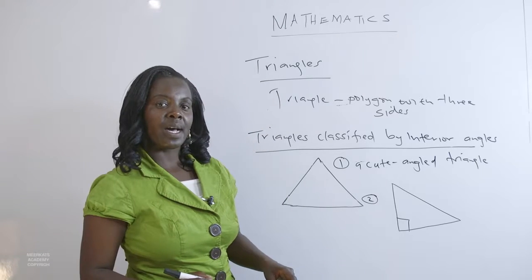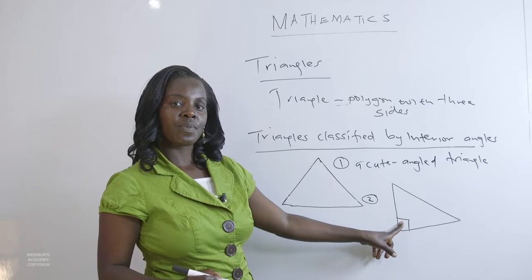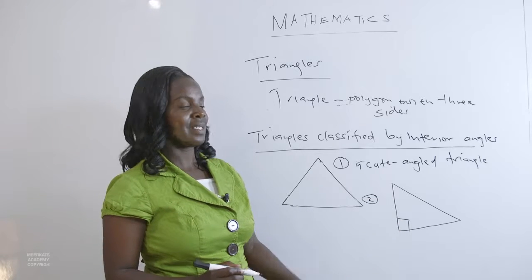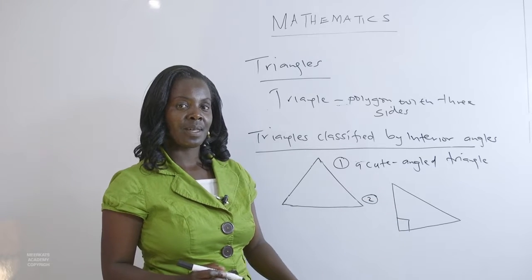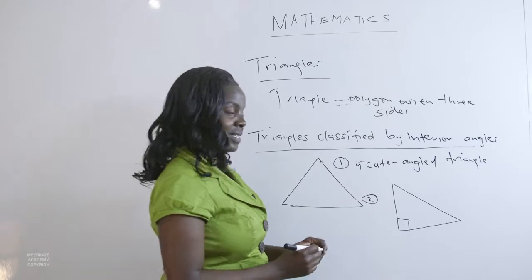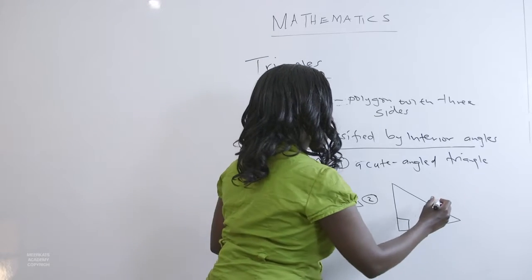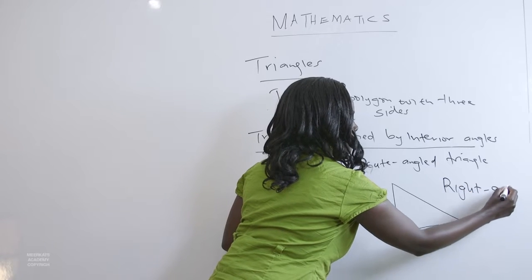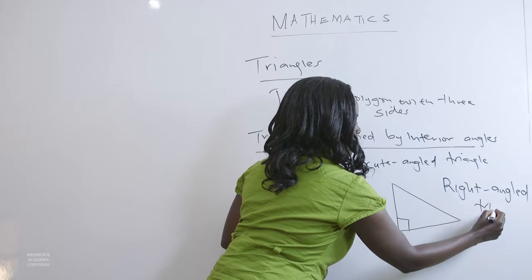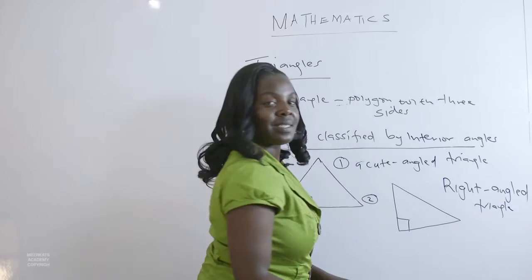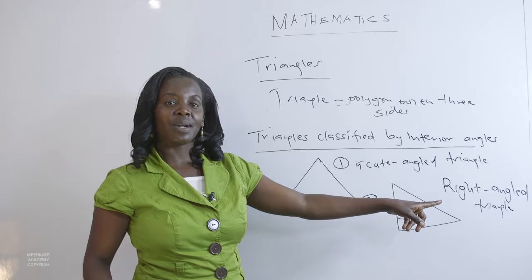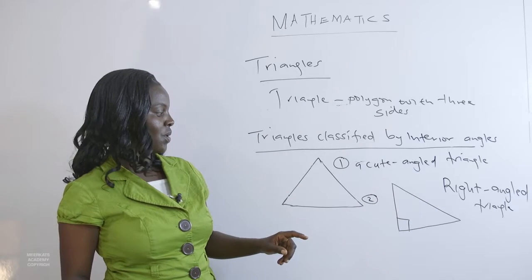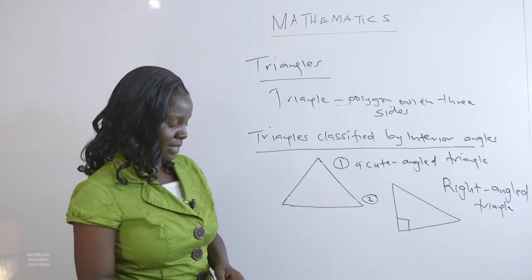The other one is where we have one angle of the triangle equal to 90 degrees. It is a right angle. It has a right angle. So if it has a right angle, then this type of triangle is called a right angle triangle. It has one angle equal to 90 degrees.